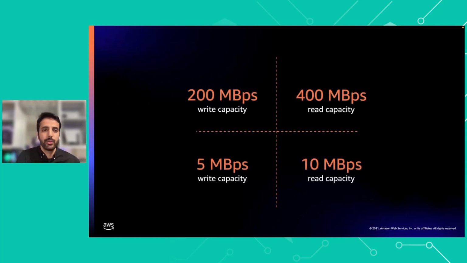What that means is that you have 200 Mbps of write capacity and 400 Mbps of read capacity concurrently at all times. So each MSK Serverless cluster gives you up to 200 Mbps of write capacity and 400 Mbps of read capacity concurrently. Additionally, we have some partition level allocation, which is 5 Mbps and 10 Mbps, to ensure that each partition in your cluster has the ability to scale up when needed, and that a single partition is not drowning out other partitions.